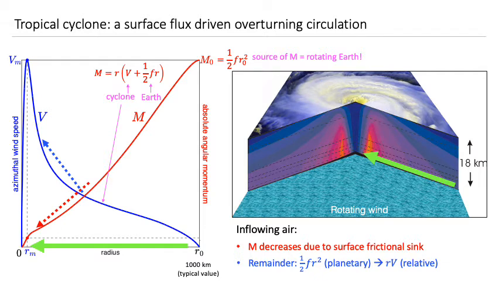And so some of it you keep. As you move inwards, what you're actually doing is converting the angular momentum that you do conserve from the planetary component as r decreases into the relative component, which is to say the cyclone circulation, rV. Fundamentally, just like a figure skater spinning faster as you move your arms inwards, this is the same concept here as angular momentum conservation.